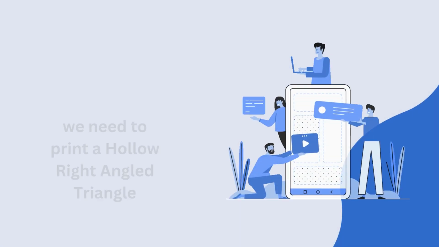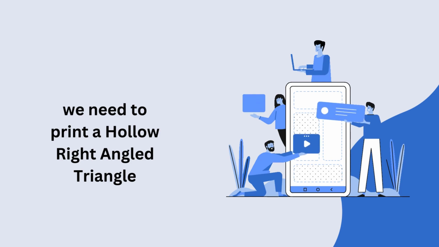Here's the problem statement. Given a number m, we need to print a hollow right-angled triangle with m rows using numbers starting from 1. The triangle will have empty spaces inside to form the hollow pattern.